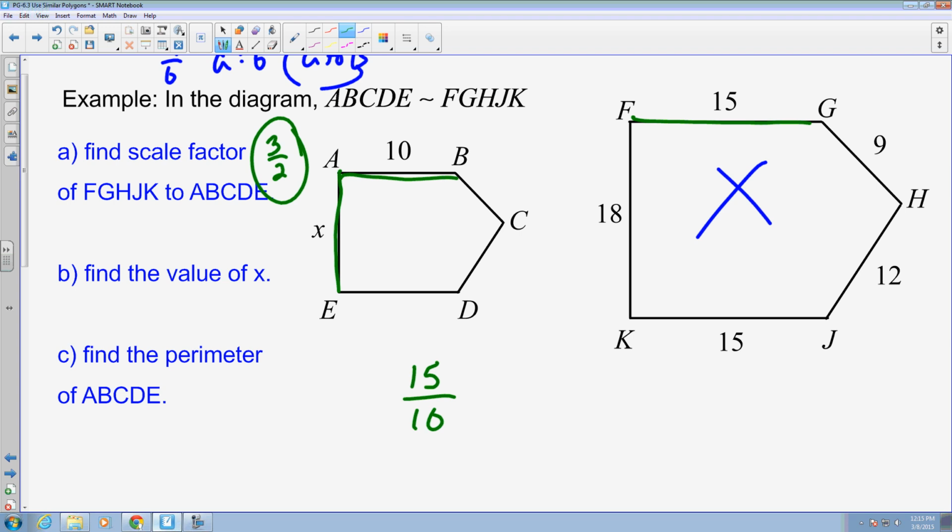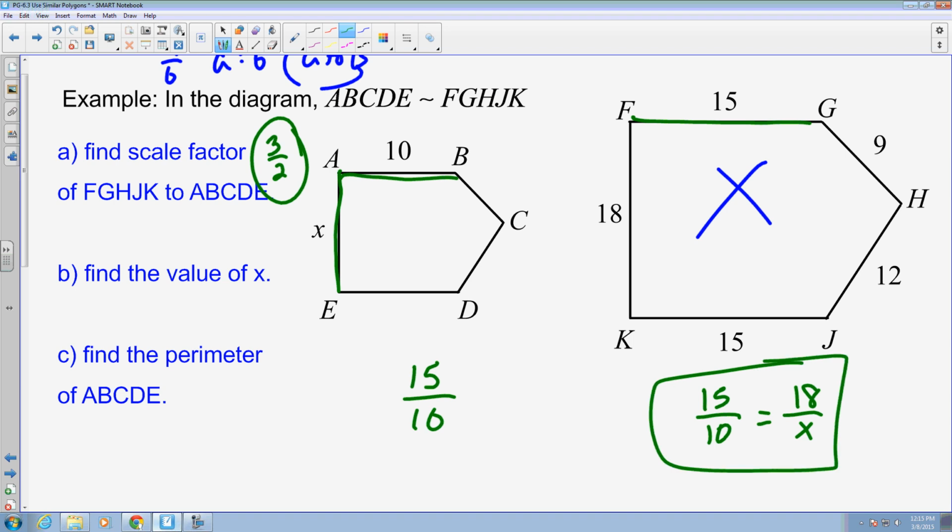All right, so you could write a proportion and say that, okay, since I know that 15 over 10 is going to be equal to, and looks like it's going to be FK and AE, so 18 over x, you could write that proportion, do the cross products, and you would get 12. Or you could also take 3 halves, which is 1.5, and we could divide by 3 halves. So it would be 18 divided by 3 halves, which you'd also get 12. But I would suggest this route more often than not.